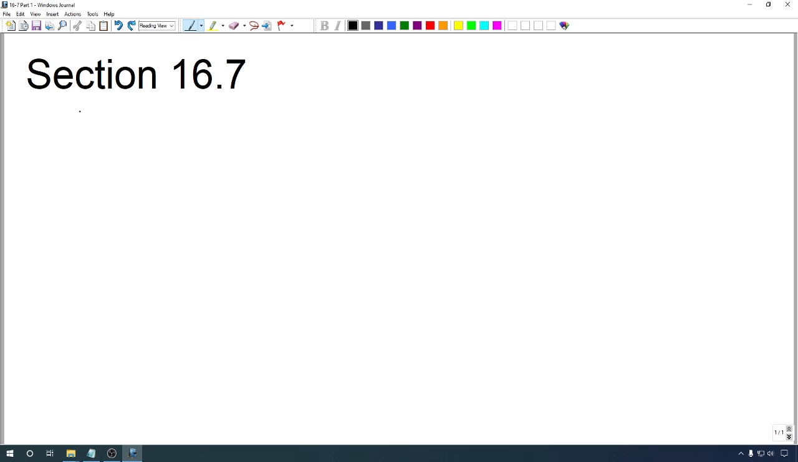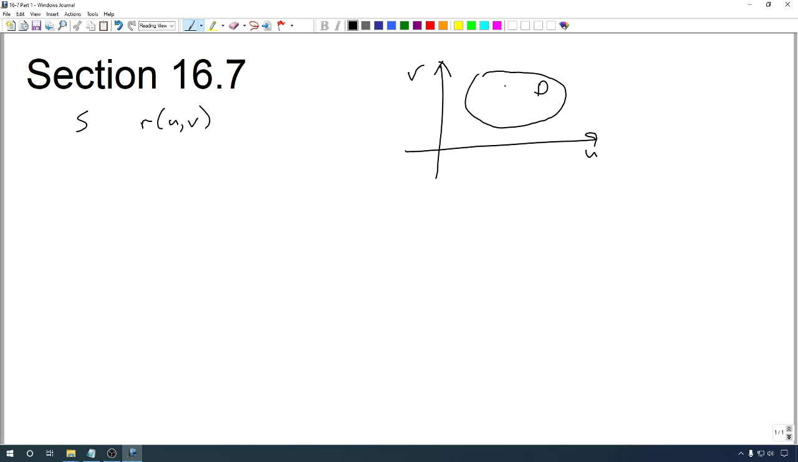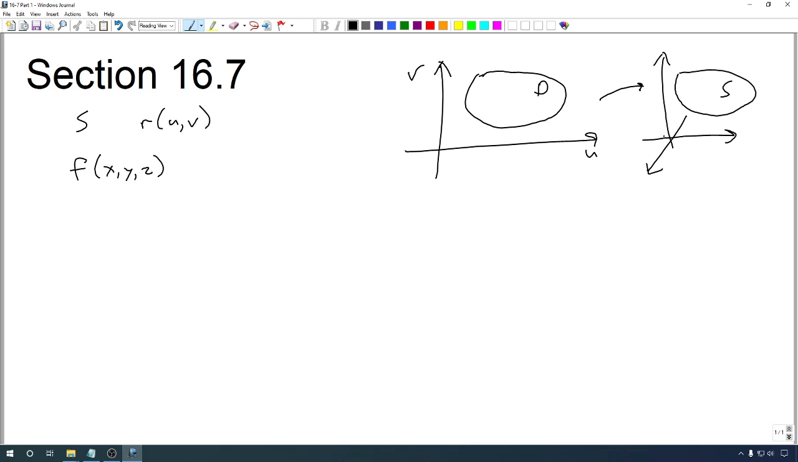We're going to start with the scalar function. So let's say we have a surface S with the parameterization R of u, v, where u and v are over some domain D in the uv plane. So in the uv plane here, we have some domain D, and that gets mapped onto some surface in three-dimensional space. We're going to have a function f of x, y, and z, so some function of our three-dimensional space, giving us real numbers as values.